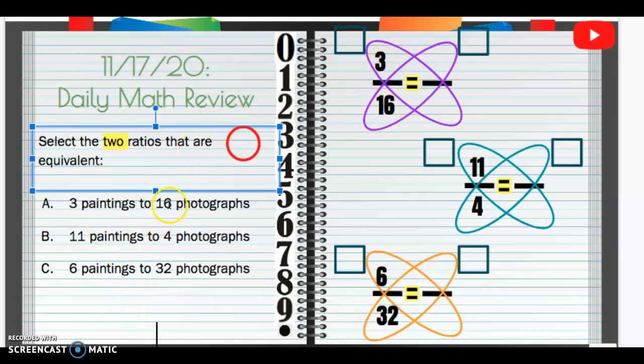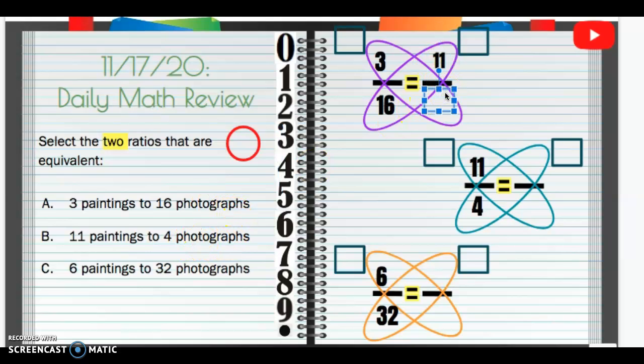So you're going to start with 3 to 16. And then you're going to be like, okay, well, I think it's equivalent to 11 to 4. So you put 11 and 4. And then you do the butterfly method. You do 4 times 3, which is 12. And then you're going to do 16 times 11, which is 176. So I get 176. So 3 paintings to 16 photographs is not equivalent to 11 paintings to 4 photographs.